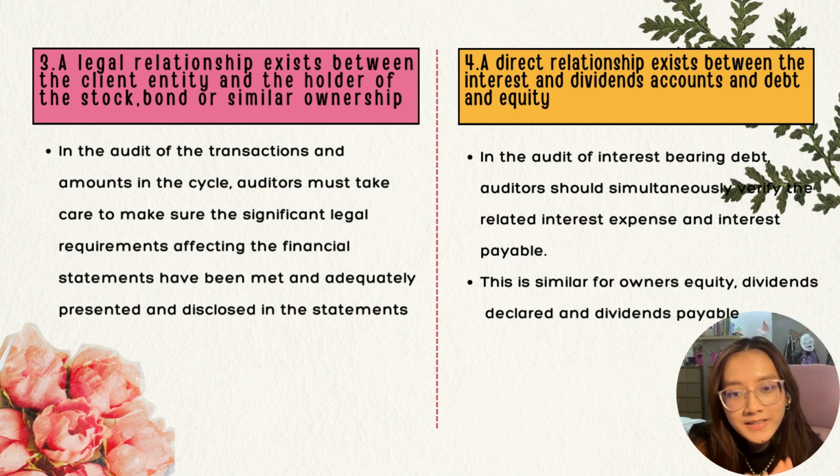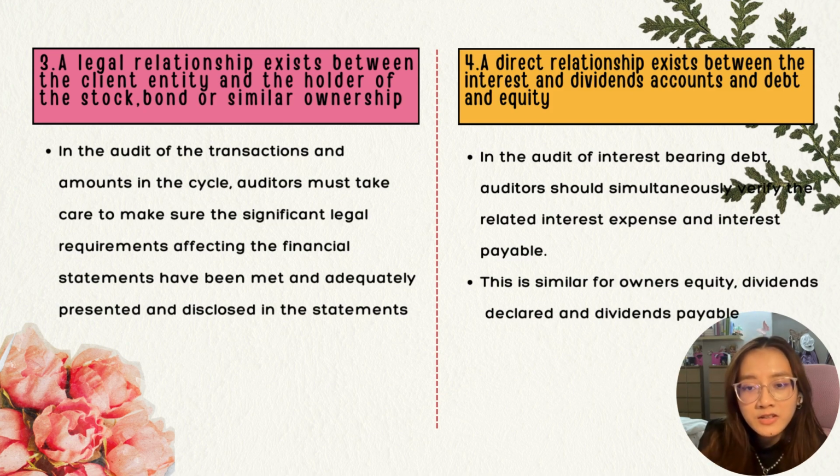In summary, this statement emphasizes that in auditing financial instruments like stocks and bonds, auditors must be vigilant in ensuring compliance with legal requirements and in making sure that all necessary legal information is accurately presented and disclosed in the financial statement. This helps provide a complete and transparent view of the company's financial position and obligations.